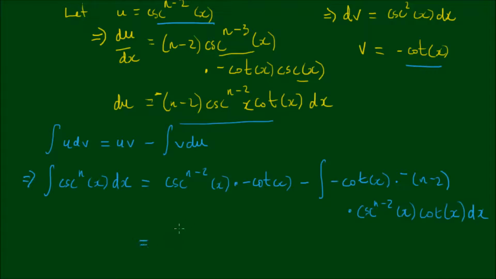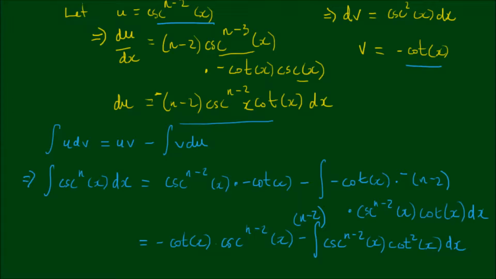So simplifying the right hand side, let's write this as negative of cot x by cosec to the n minus 2 of x minus, the two negatives become a positive. Let's write cosec to the n minus 2 as the first part, then cotangent by cotangent can be written as cot squared of x dx. And I've forgotten, sorry, to write the n minus 2. Let's write the n minus 2 coefficient out the front, and I'll tidy that up a little bit afterwards.